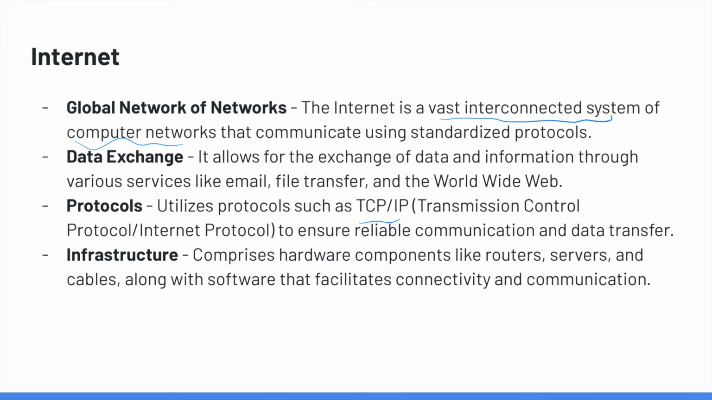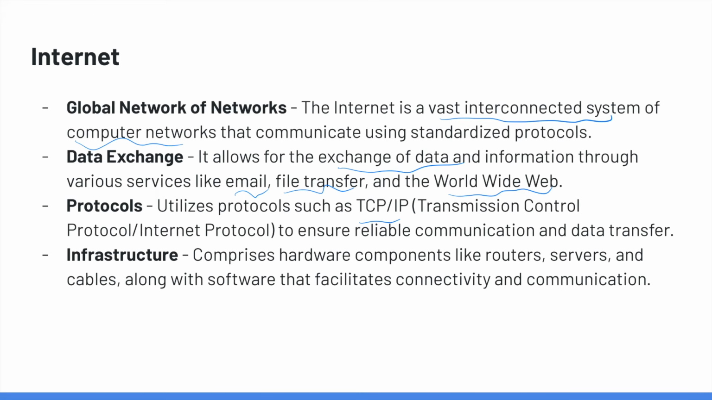Basically, the internet allows for the exchange of data and information through services like email, file transfer, and the World Wide Web. So the World Wide Web isn't the only thing on the internet. There are other services that are running on the internet. But the internet is the physical infrastructure that allows us to utilize and access the documents, the information, the multimedia that is the World Wide Web.